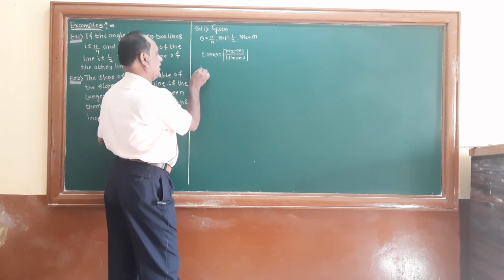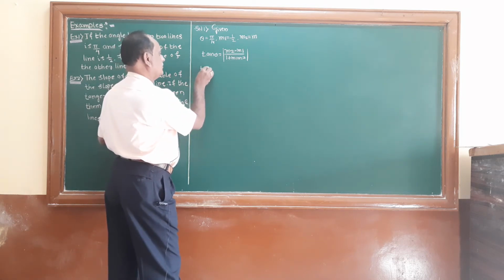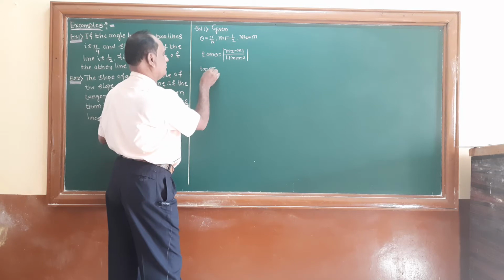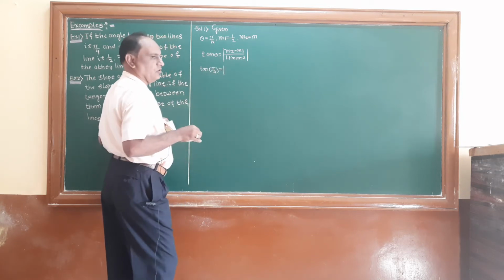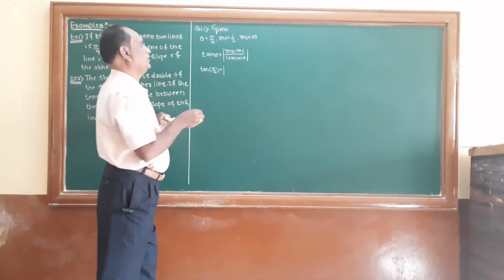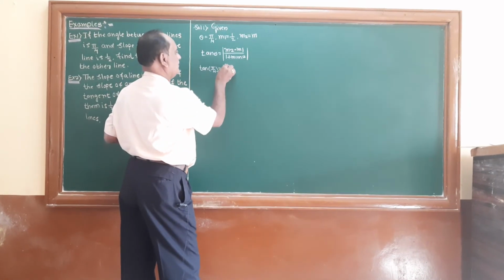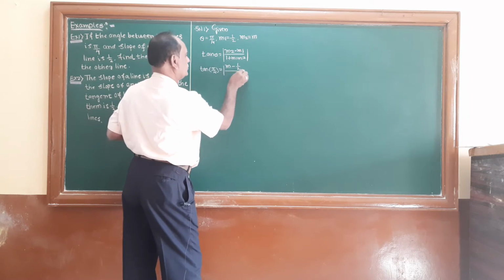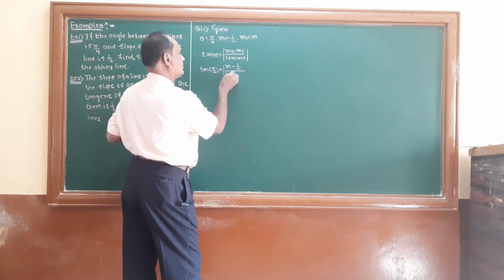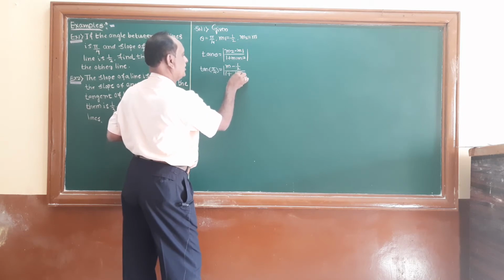So tan of theta, that is tan of pi by 4, is equal to mod of m2, substituting the value. m2 is m, then minus m1, that is 1 by 2. So this whole divided by 1 plus m1, that is 1 by 2, into m. So that is 1 by 2 multiplied by m.